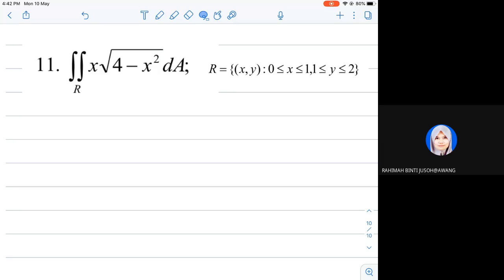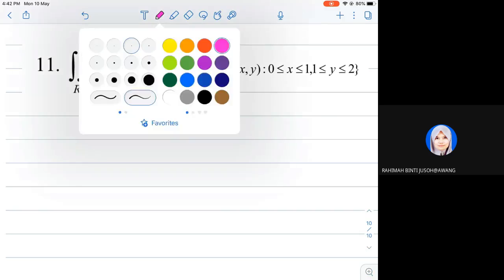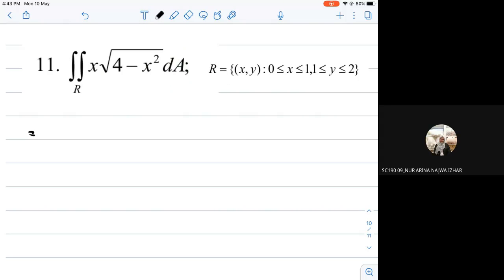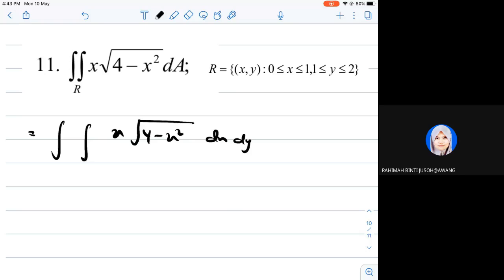Okay, so now what do you all want? dx dy or dy dx? I'll just follow. dx dy? Okay, dx dy is fine. Let's do dx dy. The square root of 4 minus x squared, dx dy. So x goes from 0 until 1 on the inside, and then dy from 1 until 2.